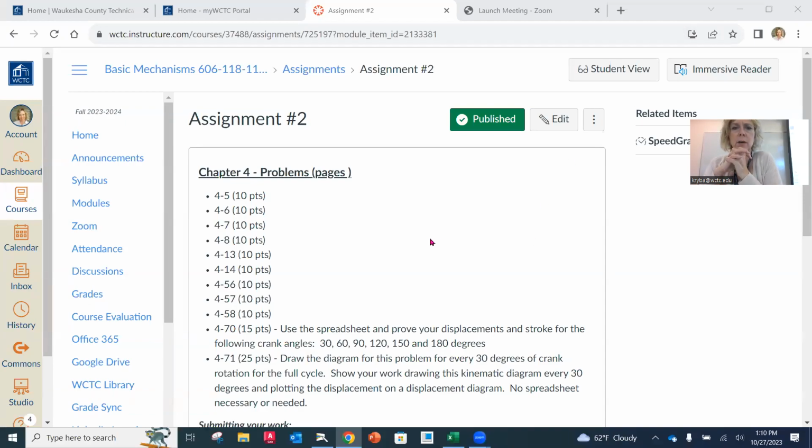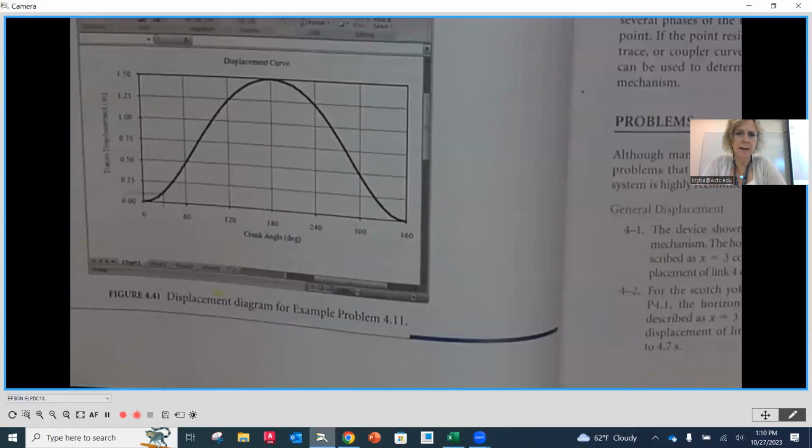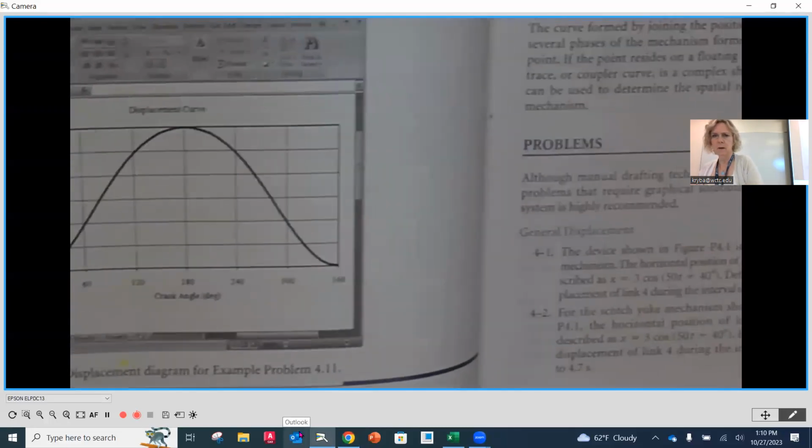Okay, so let's look at assignment number 2. Assignment number 2 is going to be found at the end of chapter 4 in your book, and it starts on page 101. So you'll notice here that our first set is for 5, 6, 7, and 8. So let's take a look at those.